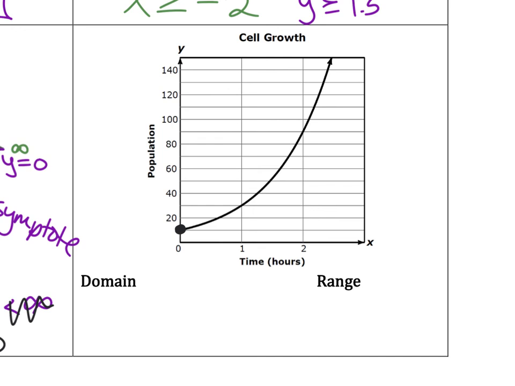All right, let's check it. The domain. What does it start at? 0. Where does it end? Infinity. Which means that we go from 0 with a closed circle up to infinity. Switch it. X greater than or equal to 0.